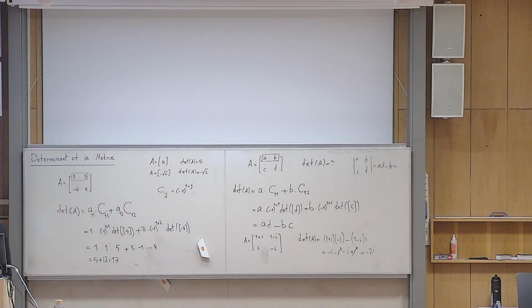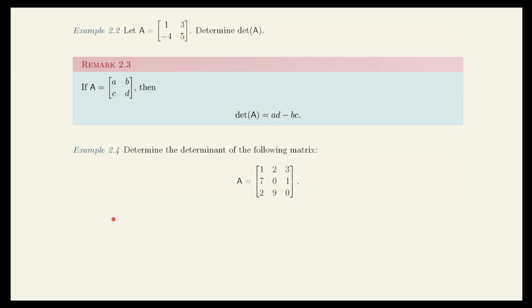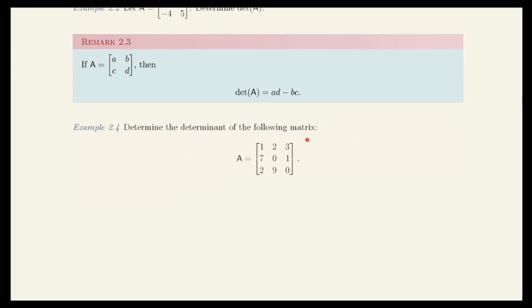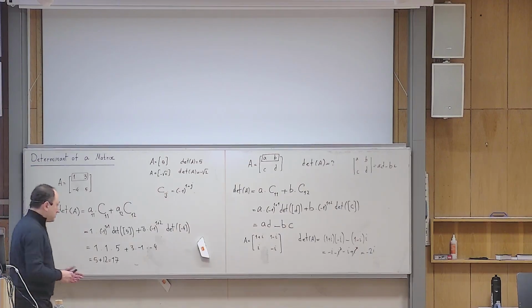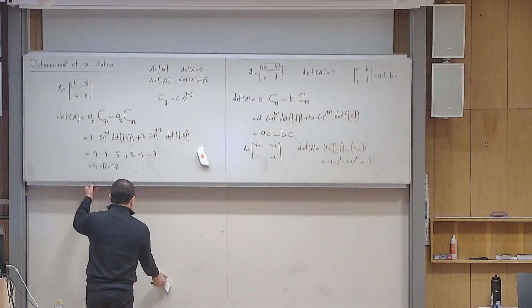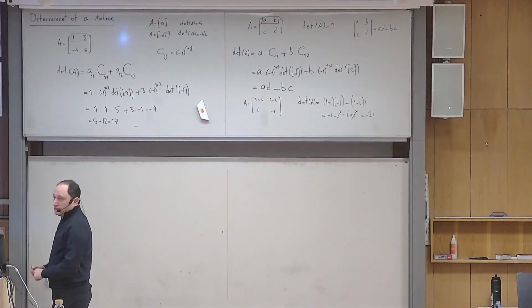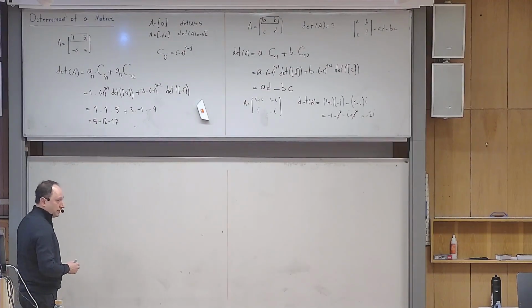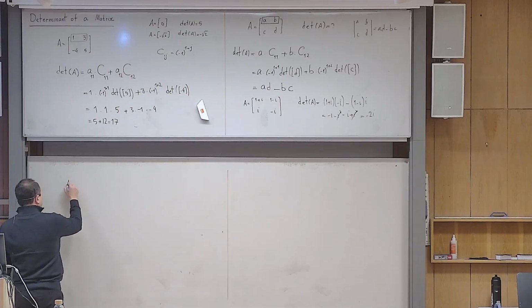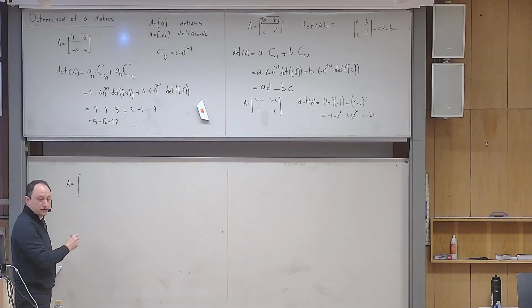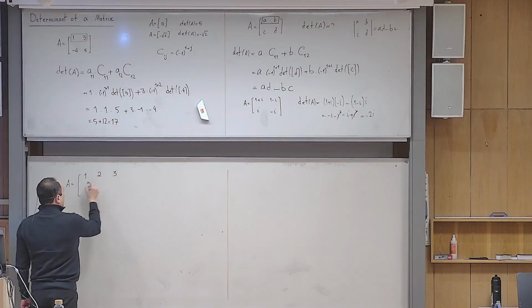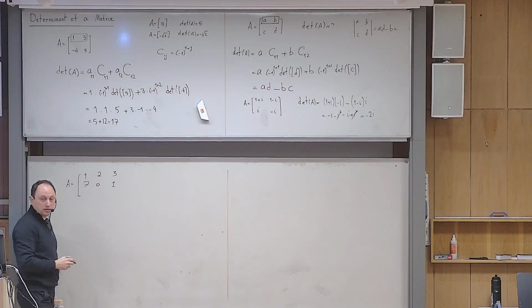Okay, now let us go to a more interesting problem here. This is a 3 by 3. If you learn how I calculate the determinant of this 3 by 3 matrix, probably you can generalize it yourself to higher dimensions. So let us try to determine the determinant of this matrix here. I do it patiently. I want to write all the details, but then I will tell you how to do it a little bit faster. So A is this matrix. It's 1, 2, 3, 7, 0, 1, and what's the last one? 2, 9, 0.